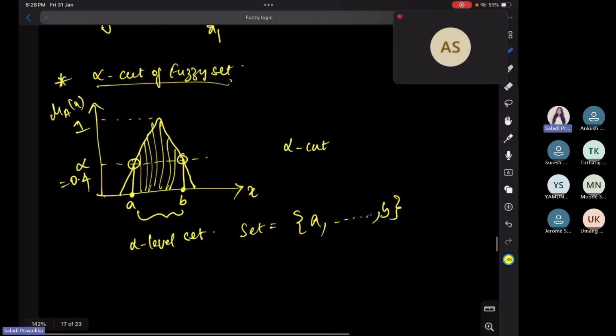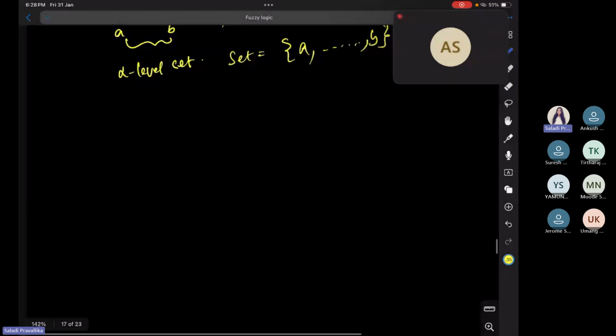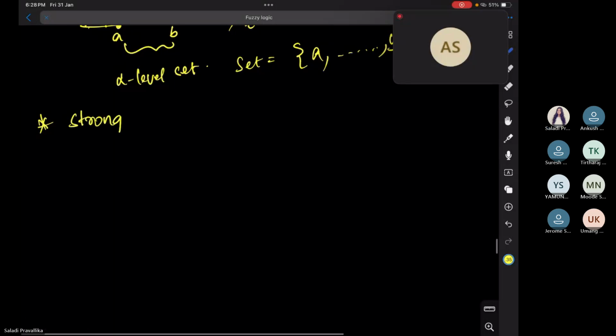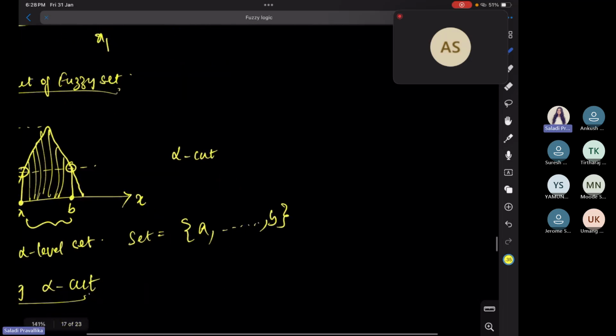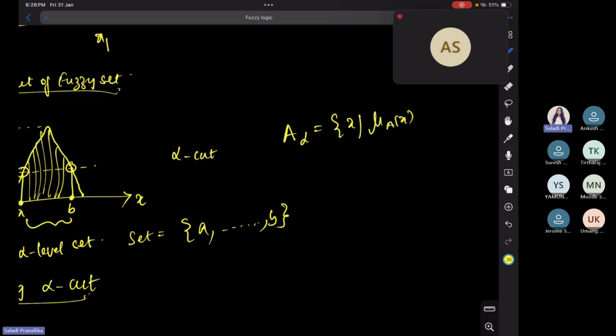Now we also have another alpha cut called a strong alpha cut, where we do not include the A and B values. If we have to write a representation for this alpha cut, it is A of alpha equals x such that A of x is greater than or equal to alpha.